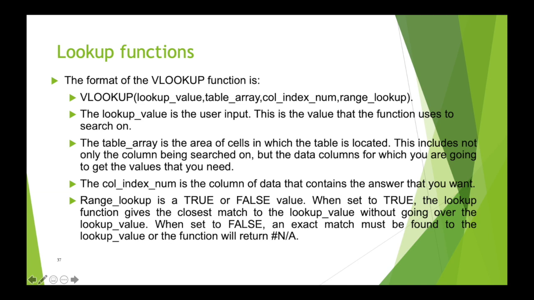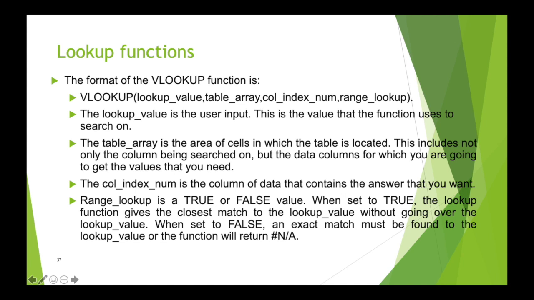And then the last argument is the range lookup, which has only two values, true or false. If we set it to true, the lookup function will give the closest match to the lookup value without going over. If we set it to false, it will find only the exact match, otherwise it will return not applicable.